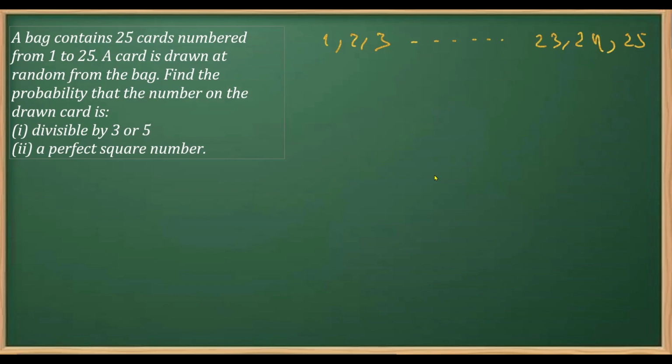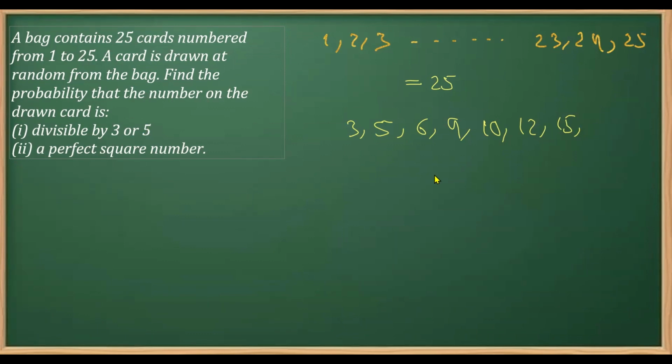As usual, here also we will be finding the total numbers first. That should give you 25, because counting from 1 to 25 has to be 25. And then divisible by 3 or 5. That means we have to take the divisibility of 3 as well as 5. So 3, then next, 5, then 6, 9 is divisible by 3. 10 is divisible by 5. 12 is divisible by 3. 14 is not divisible. 15 is divisible by 5. 16, 17, because it's 'or', not 'and'.